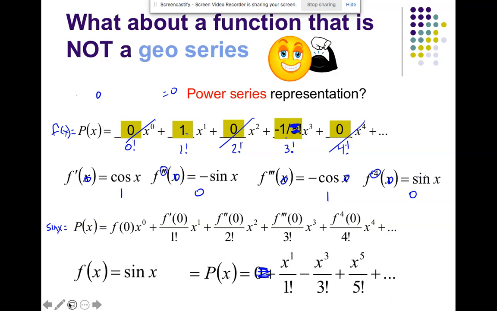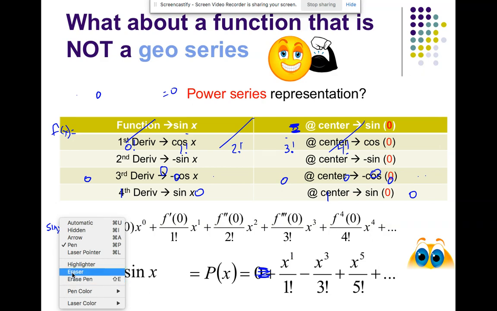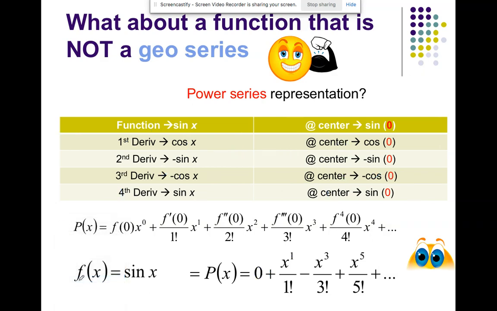Hold the phone. Hold the phone here. My function was sine of x. The center was at 0, so I did all this evaluation, which means, again, I got these terms, the squared term and the fourth term, and therefore the sixth and whatever is all going to drop out, right? So is the first term.